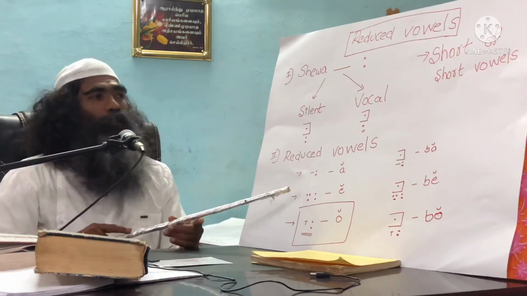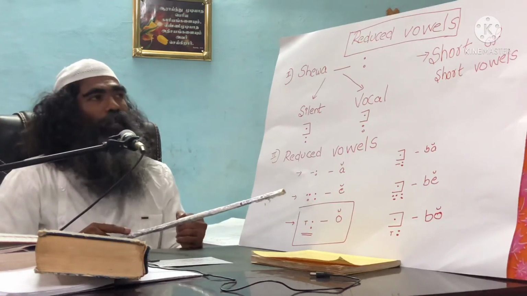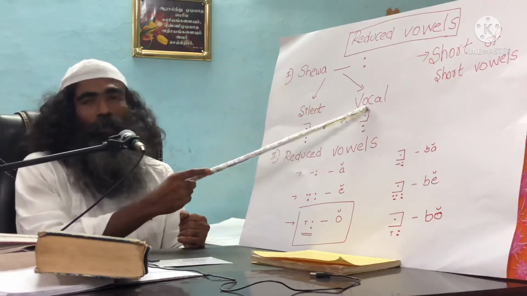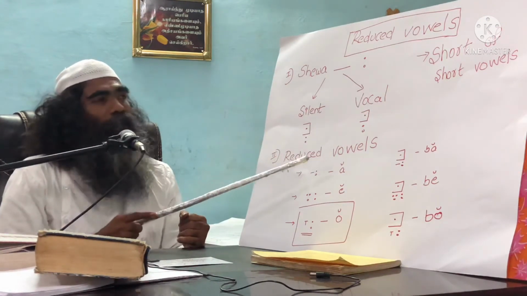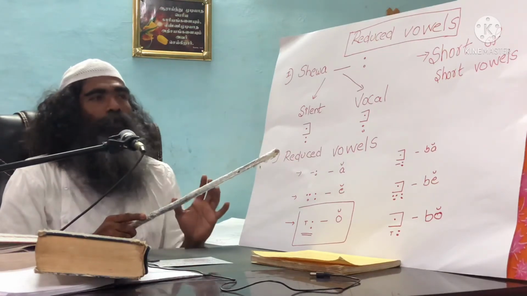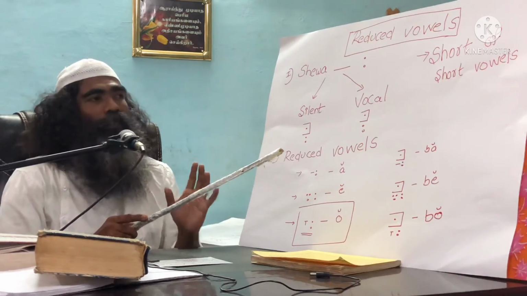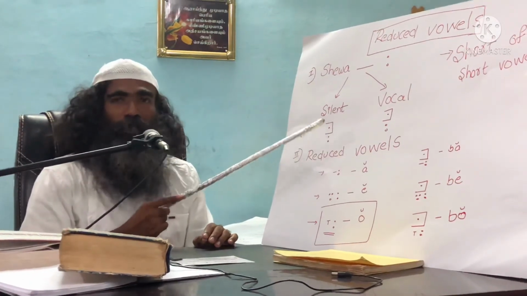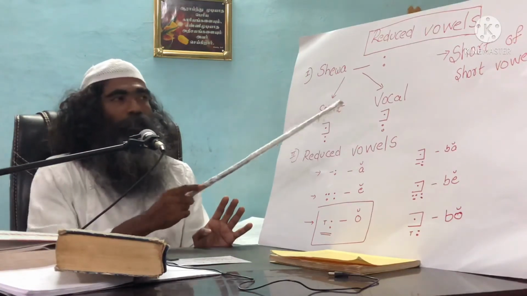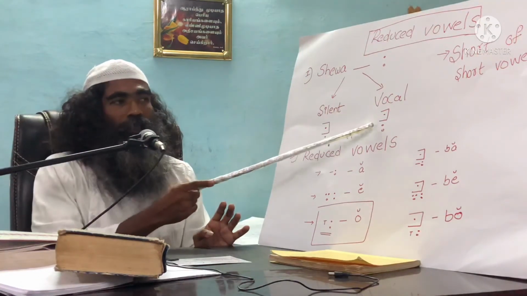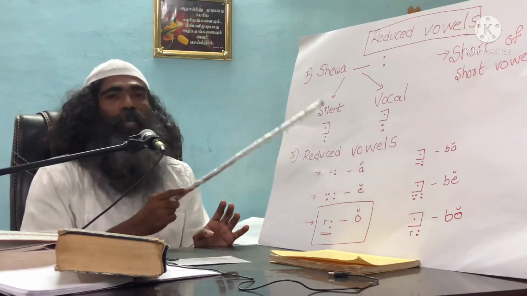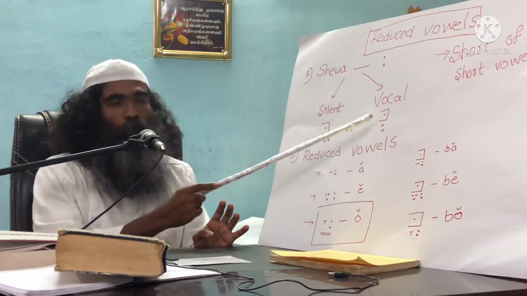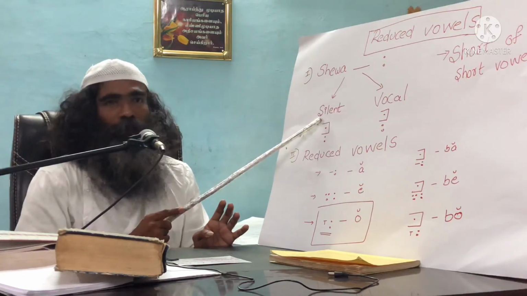Now you will have a question. How to know whether a particular sheva is silent or vocal? The simplest rule is the first sheva which occurs in any word is pronounced, that is vocal. The second sheva which occurs in any word is silent. Then third vocal, fourth silent.